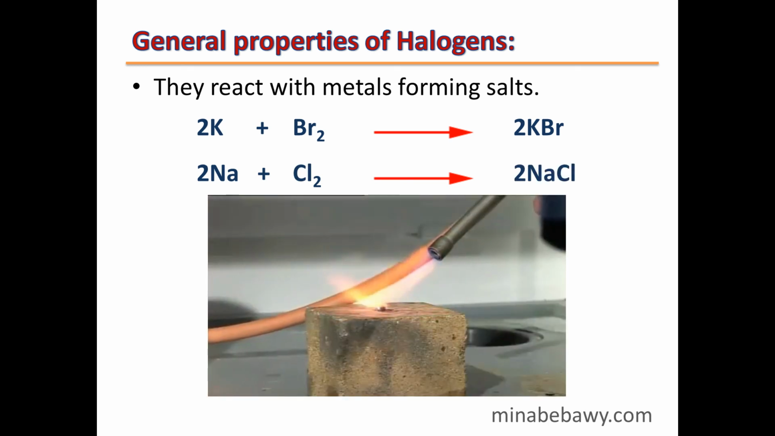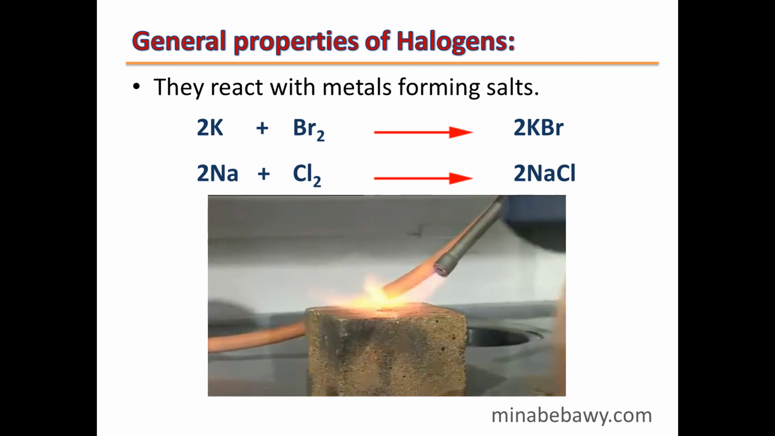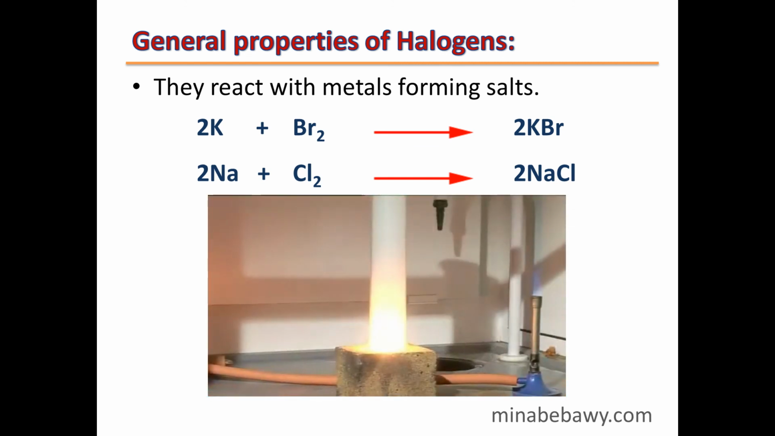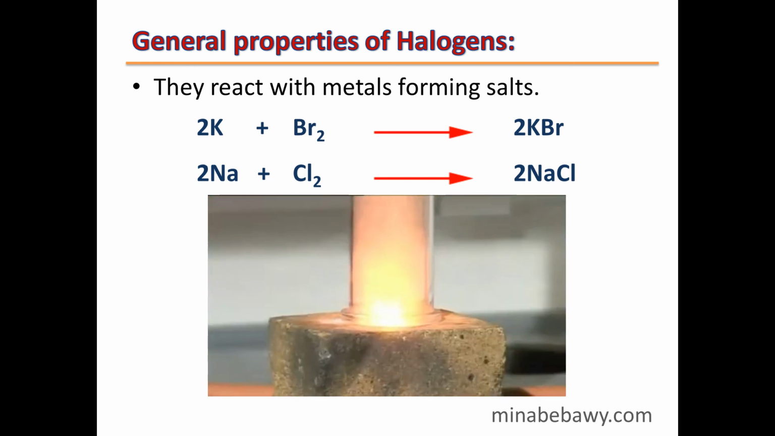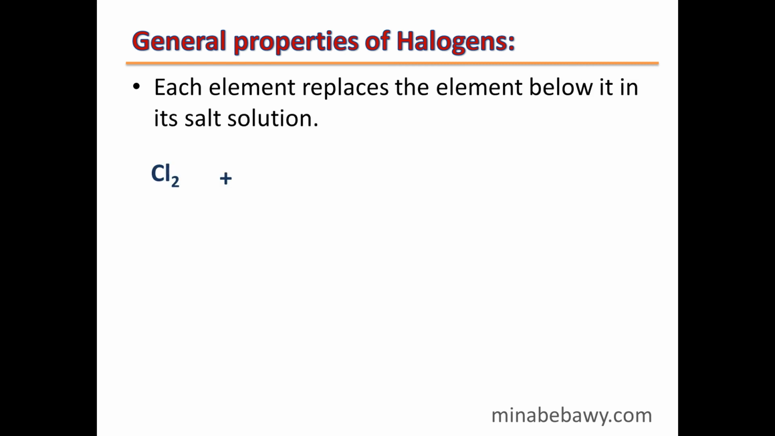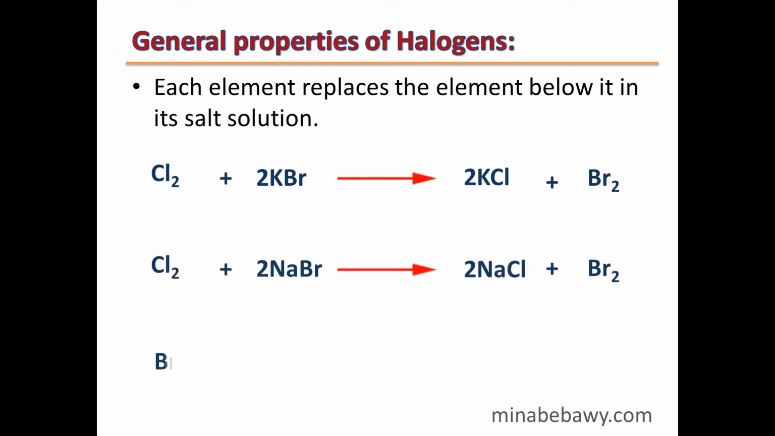For example, the reaction of potassium with bromine will form potassium bromide. The reaction of sodium with chlorine will form sodium chloride. Each element replaces the element below it in its salt solution. The order of this group is fluorine, chlorine, bromine, iodine.